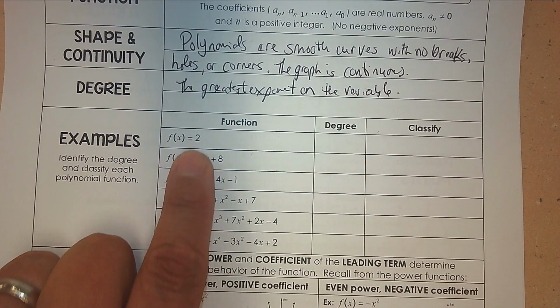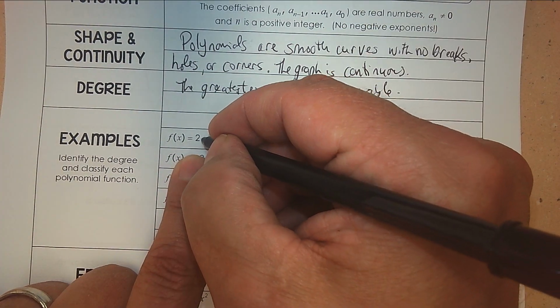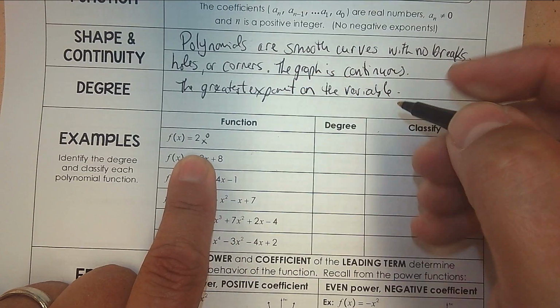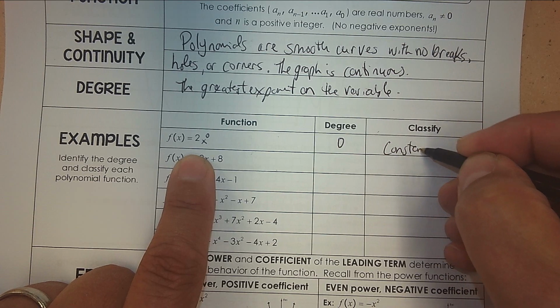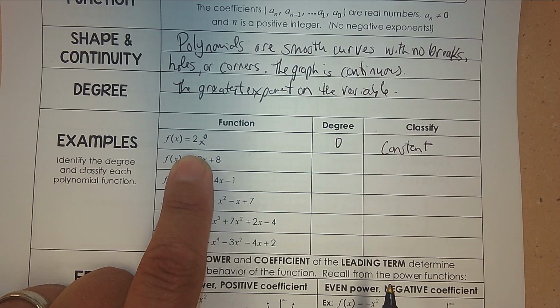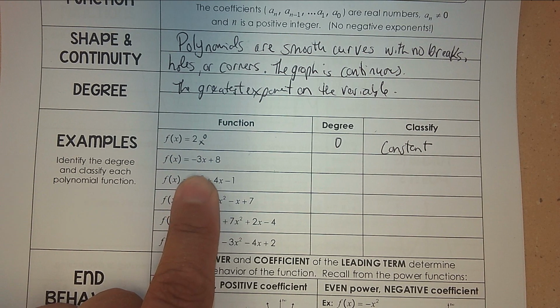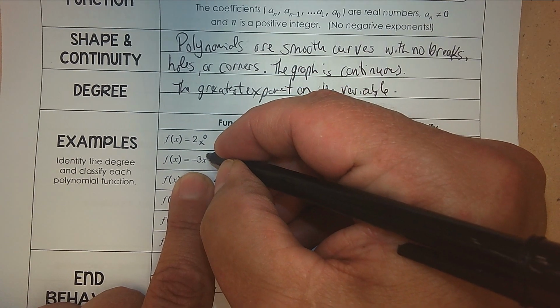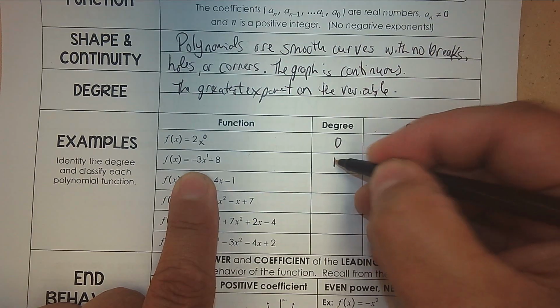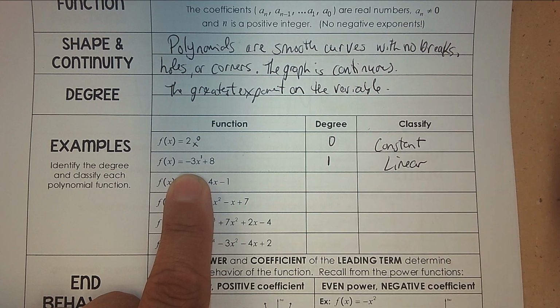So the first one, I don't see a variable at all. So when you don't see a variable at all, the exponent you don't see on x is actually 0. And we call that a constant. It never changes. No matter what number you put in for x, the answer is always 2. The next one, you should recognize this, mx plus b. The degree, again, I don't see the exponent, but I see x. So that means the invisible exponent you don't see is 1. We call this a linear, a line.